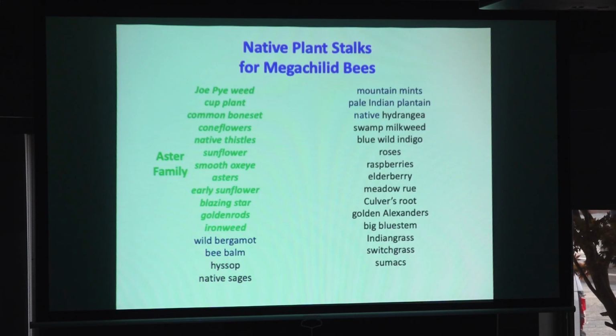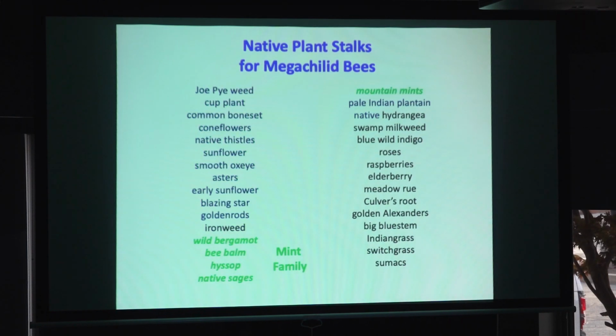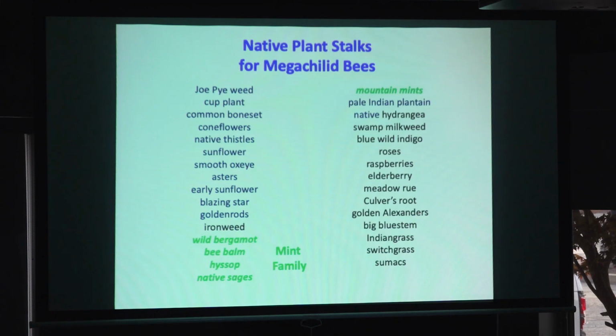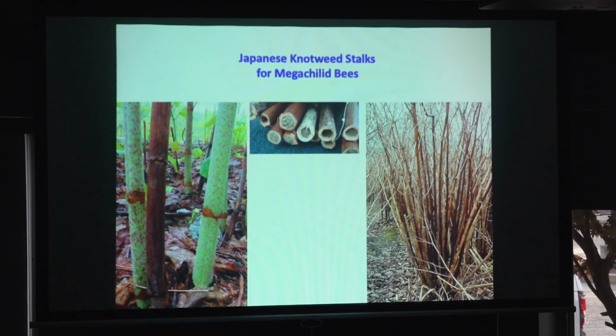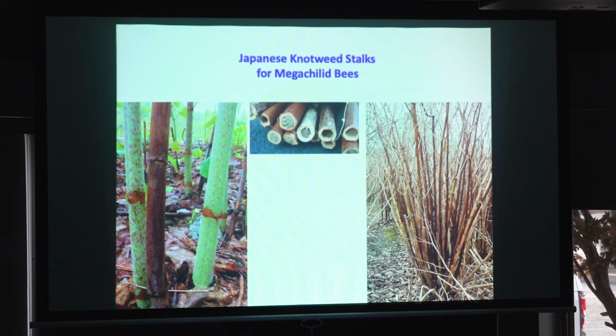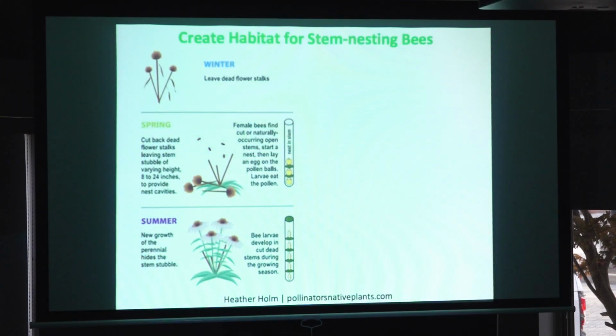And then you go to the, now the italicized and green plants are mints. Okay, so there are a number of them. The aster family and the mint family are the majority of the plants on this page that will provide those hollow stalks. Japanese knotweed, although it's an invasive plant, it's good for something. You can use it for bee hotels.